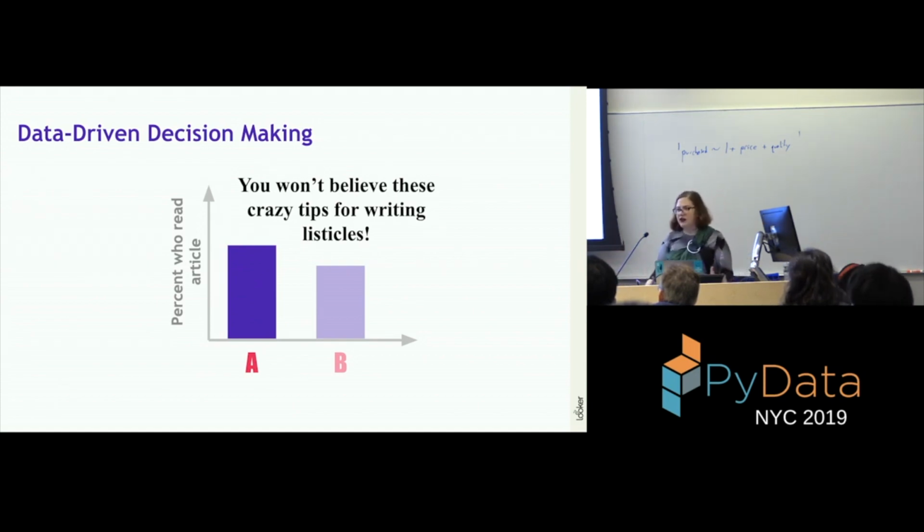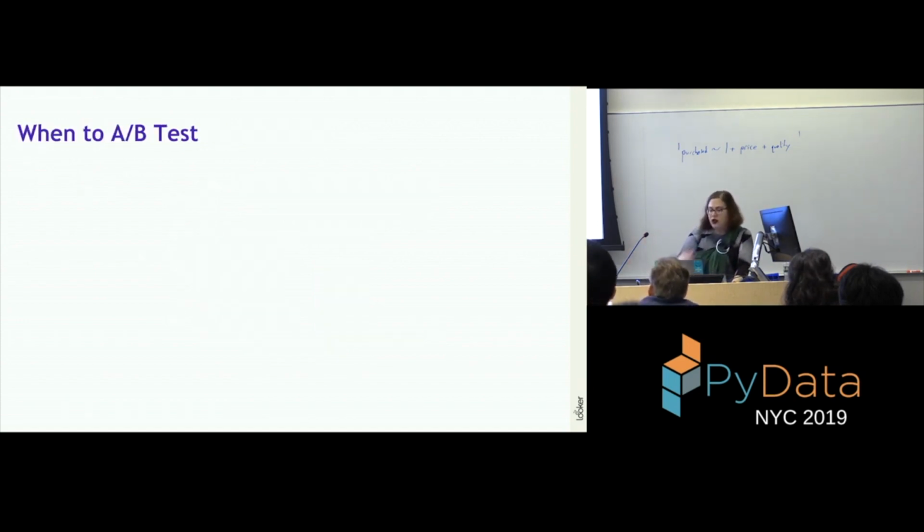My previous background before becoming a data scientist was actually doing computational biochemistry, so I think of this almost like a drug trial, where you have a placebo and a treatment, and you give some people one, some people the other, and see which one works better. So that's what an A/B test is.